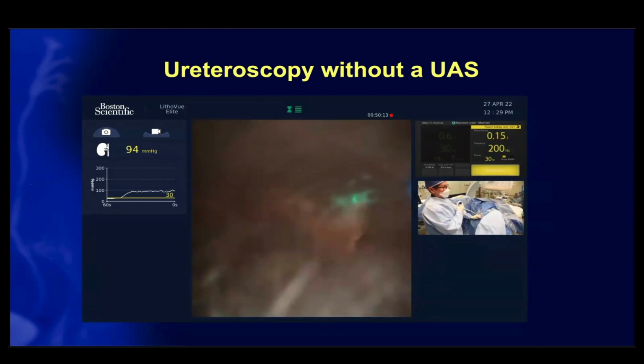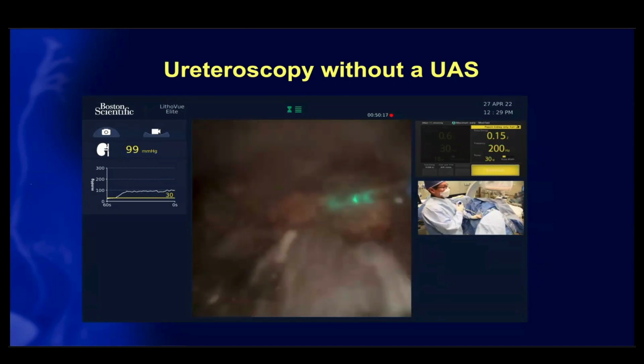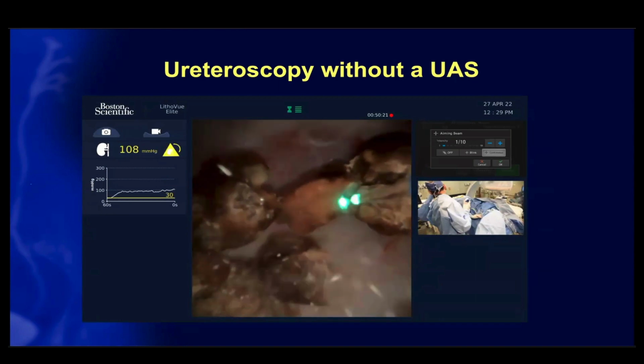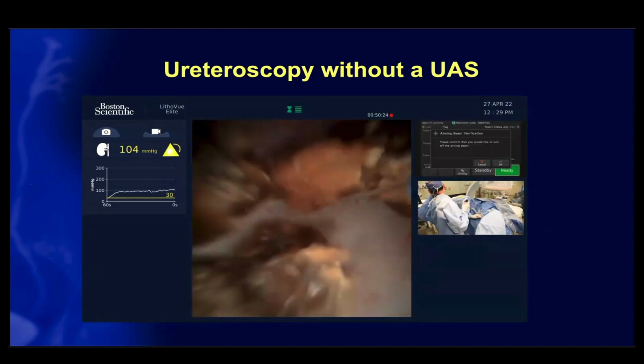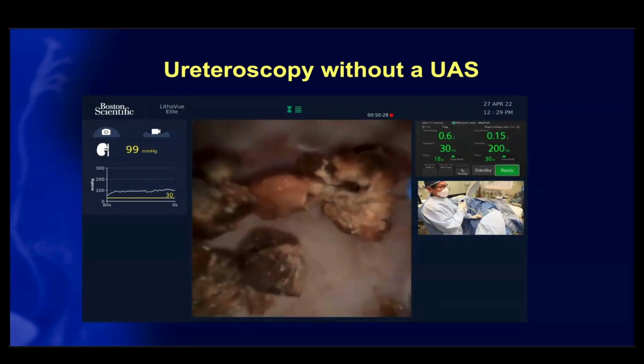Same patient, on the other side, I did not use an access sheath because there wasn't as much stone burden. And you'll see here we go over 100 millimeters of mercury easily without an access sheath. Same patient, and when it was with an access sheath, we only reached about 30.